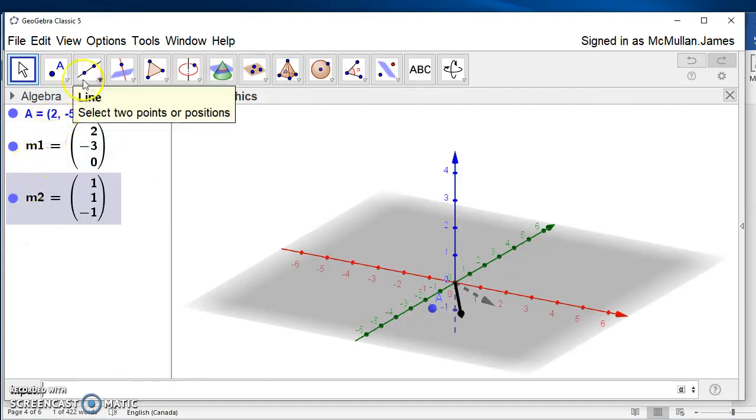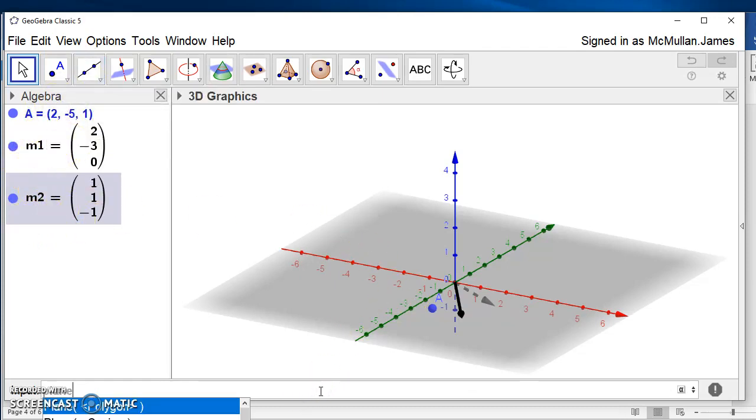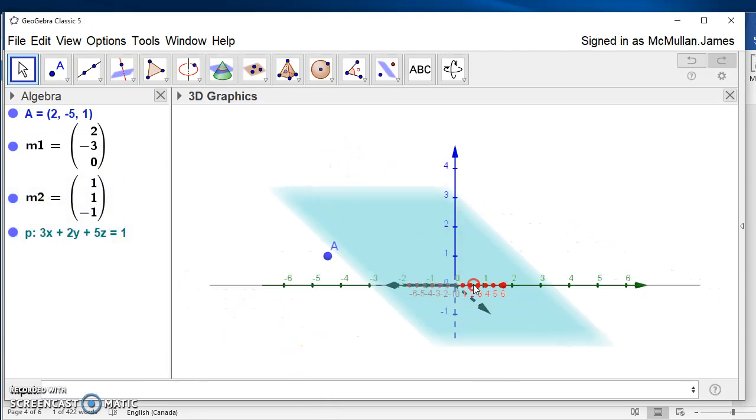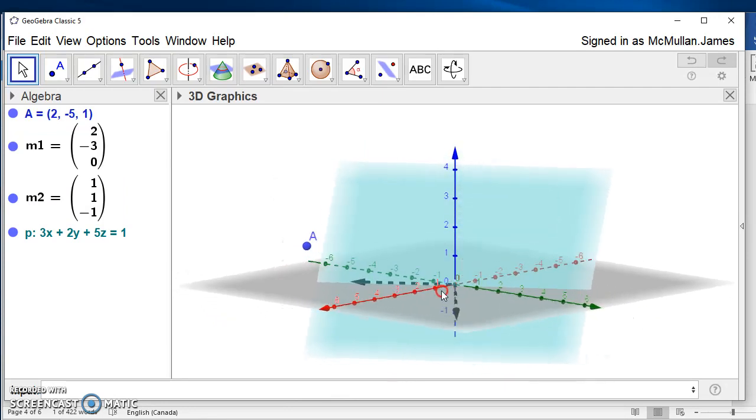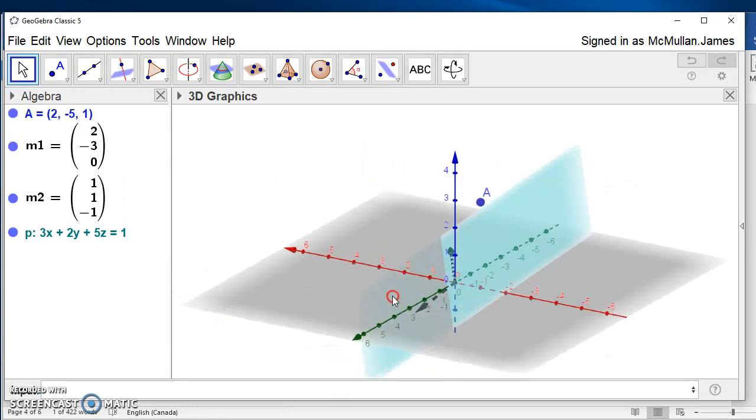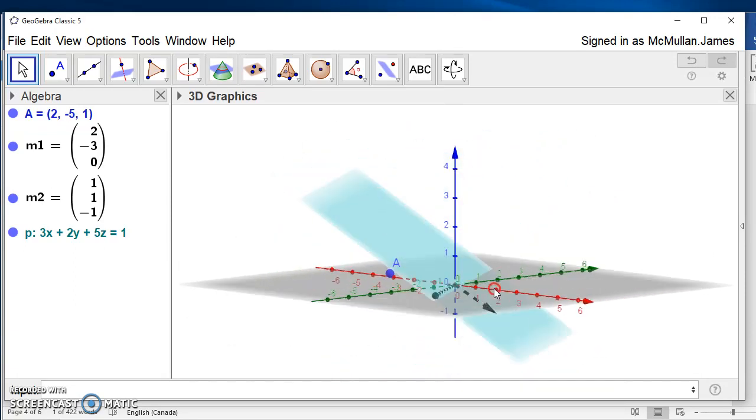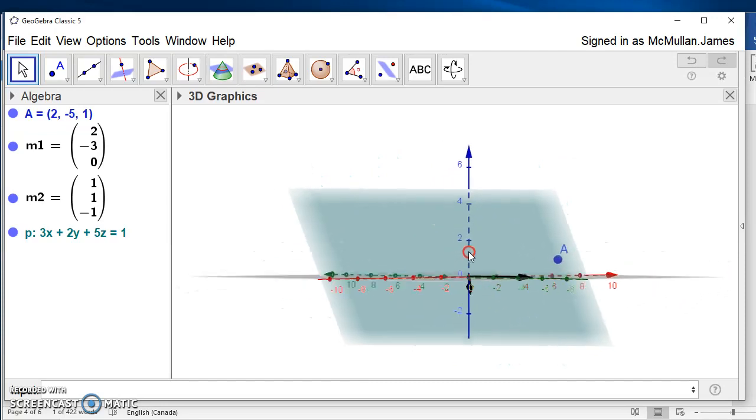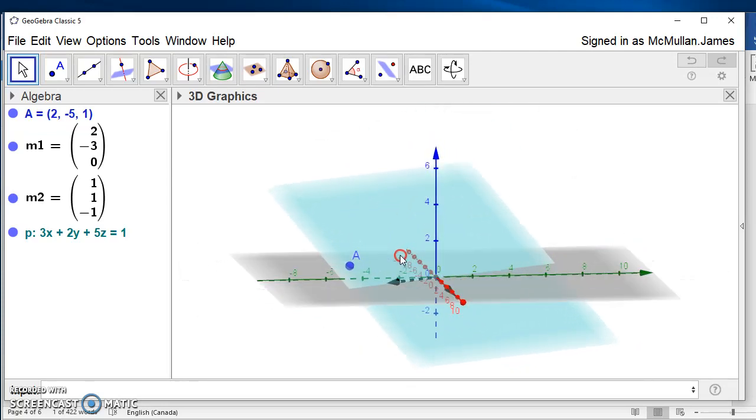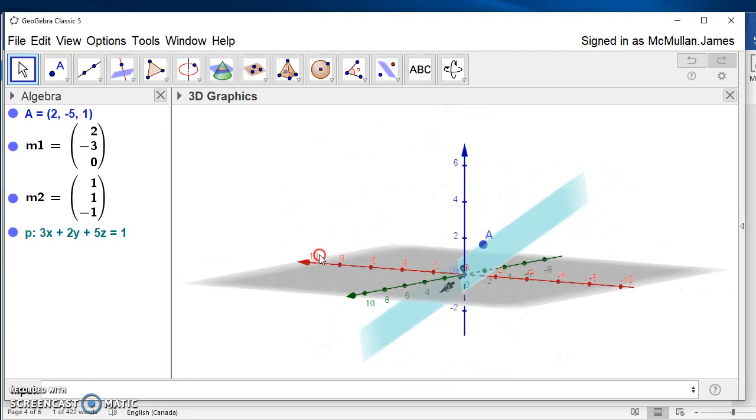Okay, so notice I've got a point, I've got direction vector 1, M1, direction vector 2, M2, and then I can say plane, point, M1, M2, right? And what this is going to do is create a plane that's parallel to the two vectors I asked, and passes through the point I want. Now again, it kind of looks like this doesn't pass through the point, but if I simply zoom out a little bit further, you'll see A is definitely on that plane.